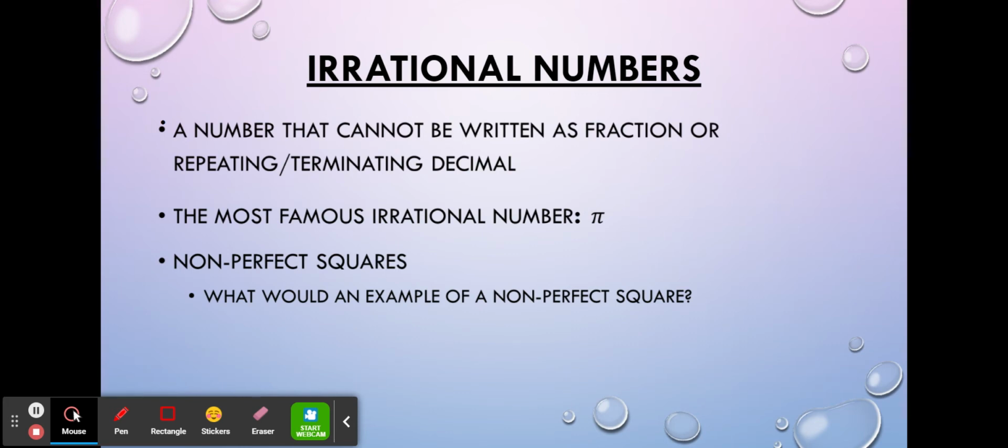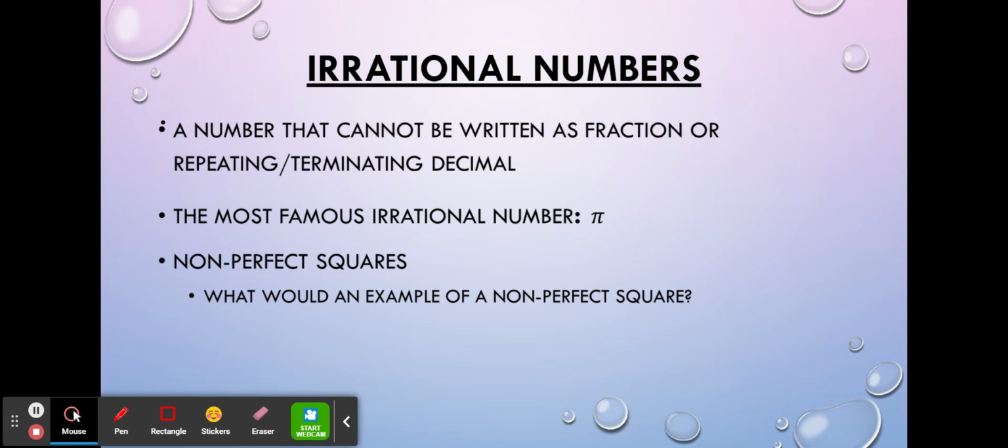Another good example would be non-perfect squares. So far, we've mostly been talking about the square roots of perfect squares. So now we're going to start looking at the square roots of non-perfect squares. It says at the bottom, what would an example of a non-perfect square be? This is basically any number that is not produced by multiplying a number by itself.